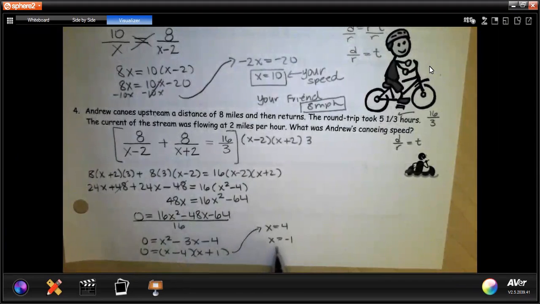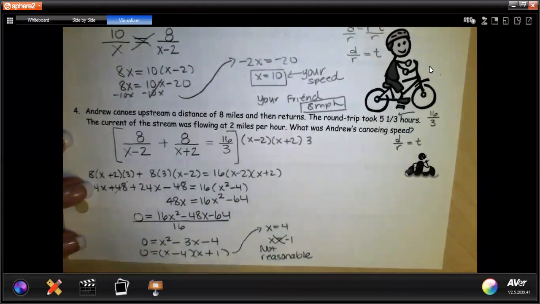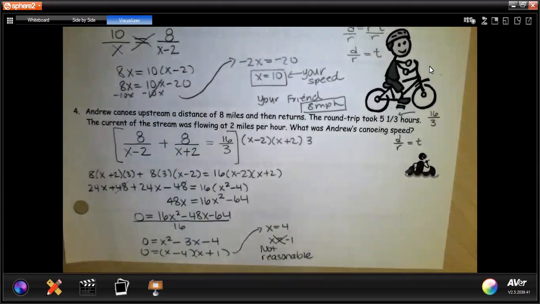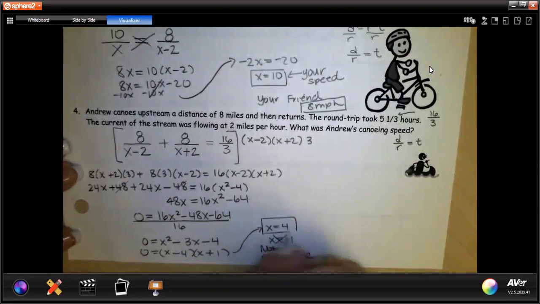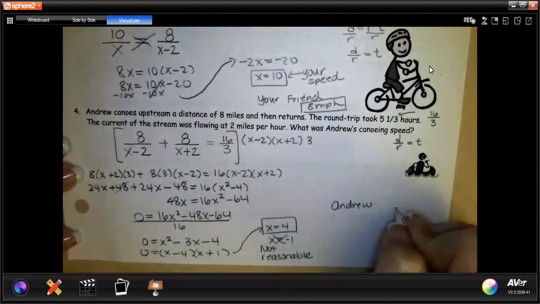But we want to think about this in a reasonable situation. So 4 is something that he can be traveling at, but -1, he cannot have a speed of -1. That doesn't make sense. It's not reasonable, so we still have to throw this one away because it is not reasonable. And that's only because it's not reasonable in our problem situation. It is a solution for this rational equation. It's just not reasonable in our problem situation. So 4. So Andrew canoes at 4 miles per hour.